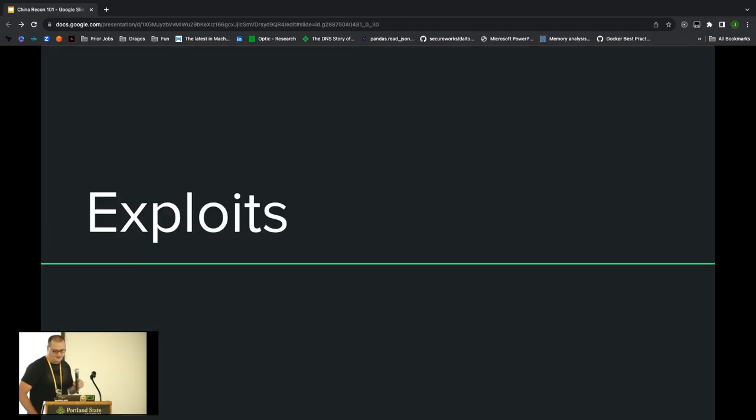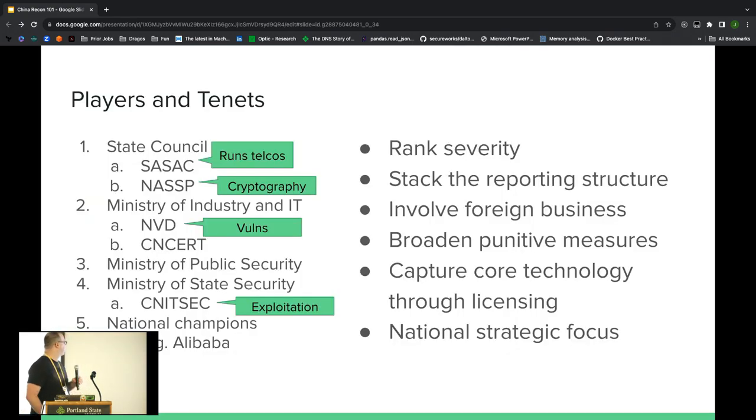Okay, we're going super fast in exploits. There's a lot more to talk about in area studies, but this is not the focus of my talk. We need to drill deeper, specifically into state organizations that deal with network security, and specifically how they deal with network exploitation. And so we're going to talk about just a slew of players right here.